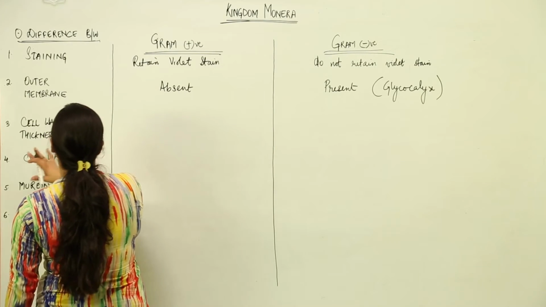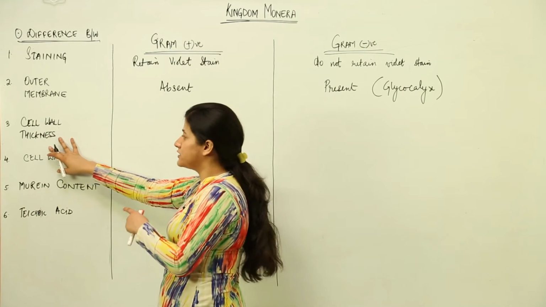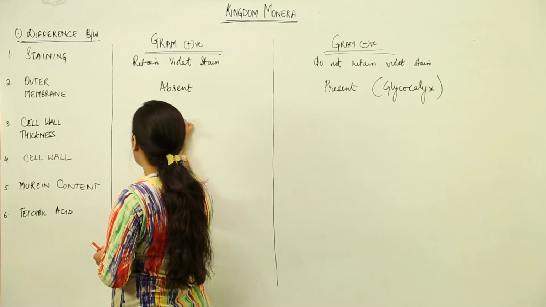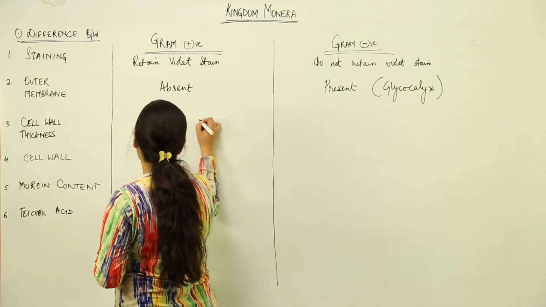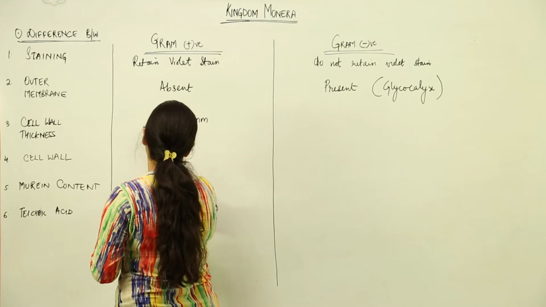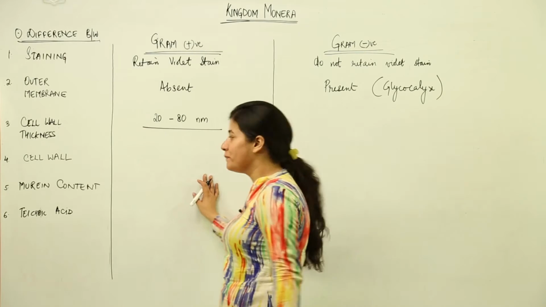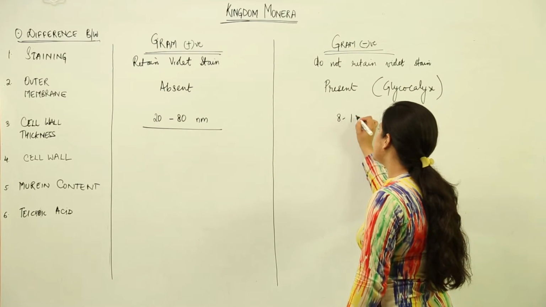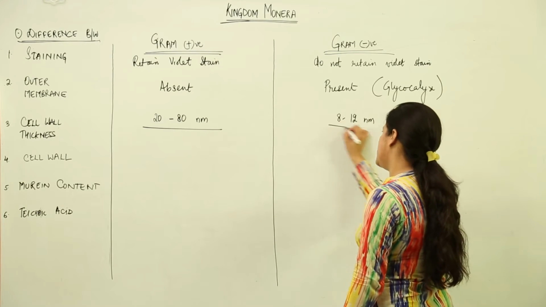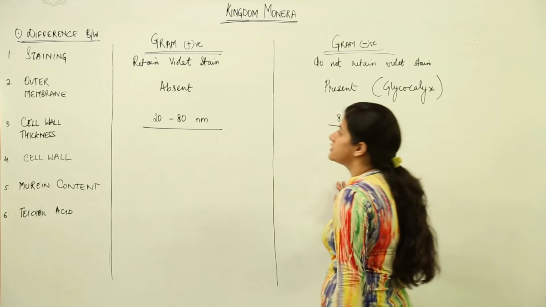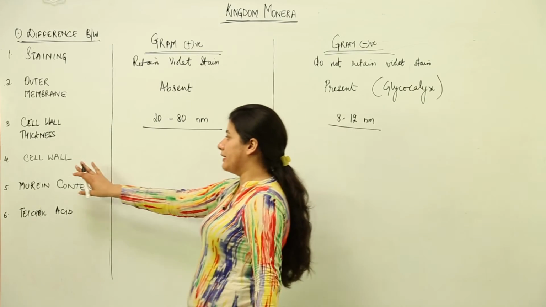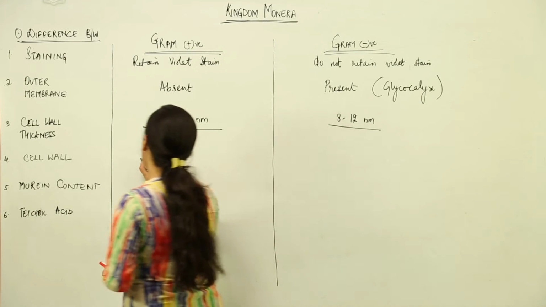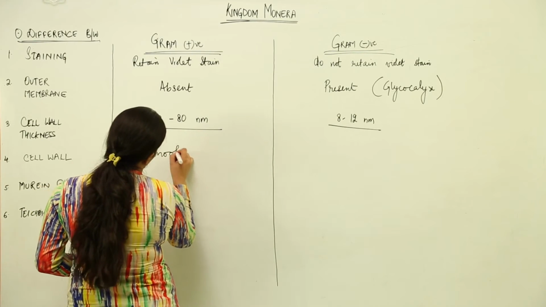Then we come to cell wall thickness. The next point of difference is which one is having a thicker cell wall. Certainly it is the gram positive bacteria, which has around 20 to 80 nanometer thick cell wall. Gram negative bacteria have a thinner cell wall, but it has layers, and the thickness varies from 8 to 12 nanometer. See the difference. There is a lot of difference between their cell wall thickness. This was about thickness. How is the cell wall? They have a smooth cell wall, completely made up of peptidoglycan.